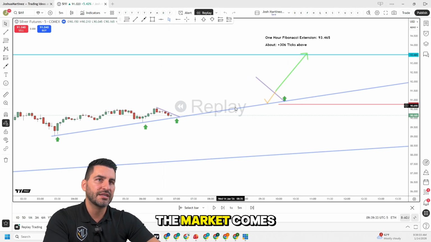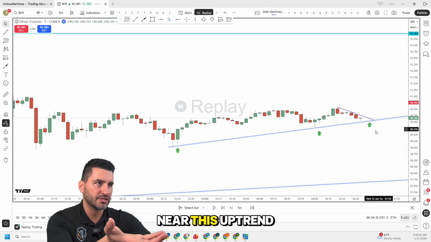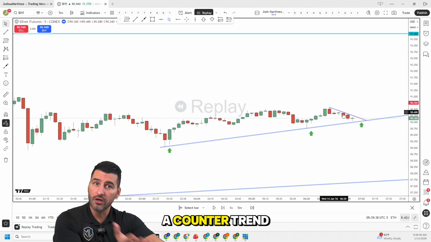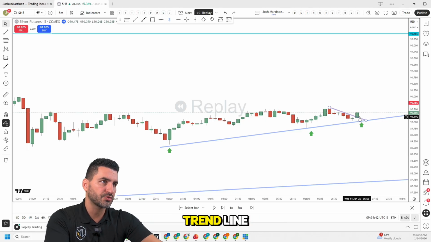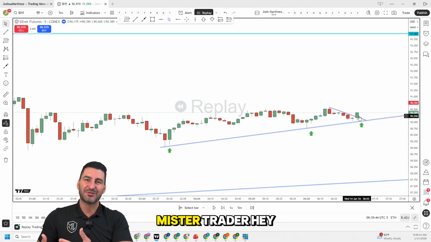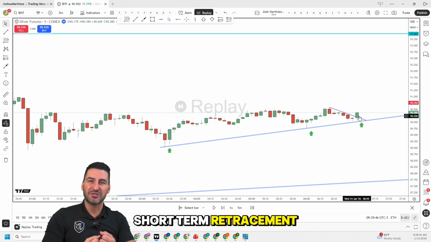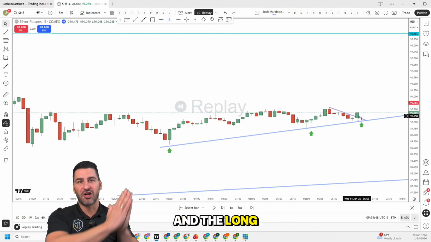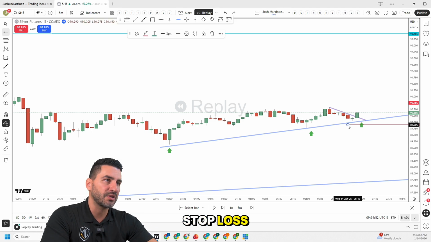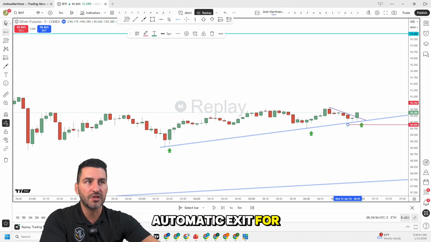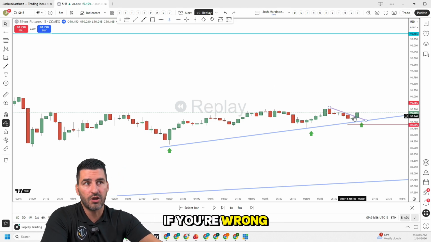When or if the market comes near this uptrend line, you bring in a counter trend line, which is this purple line. If or when the market closes above that counter trend line, what it signifies is, hey, Mr. Trader, hey, Mrs. Trader, the short-term retracement could be over and the long-term extension could begin. Now, there's no guarantee, so you want to use a stop loss.